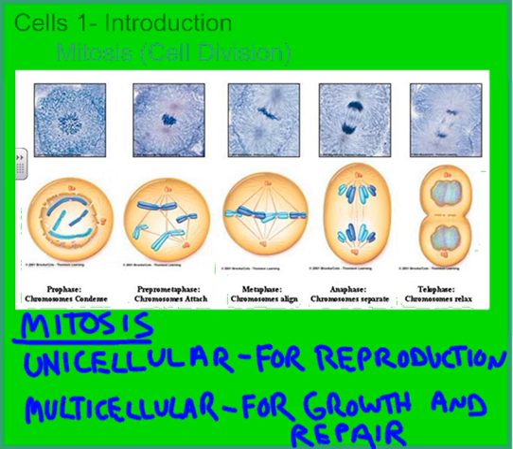In multicellular organisms, mitosis is for growth and repair. That's how we get bigger. We make more cells. And also cells get damaged. Cells wear out. Cells die. When you get a scrape, a cut, a broken bone, you need to make new cells. That's where mitosis comes in.